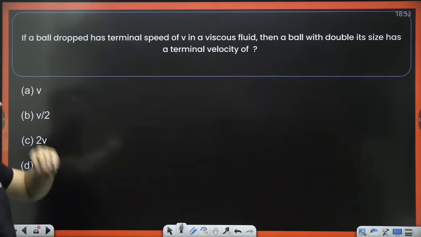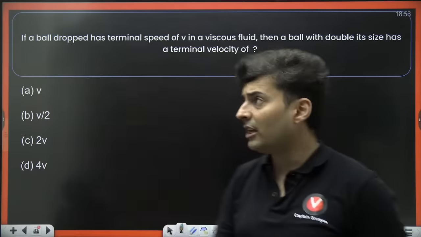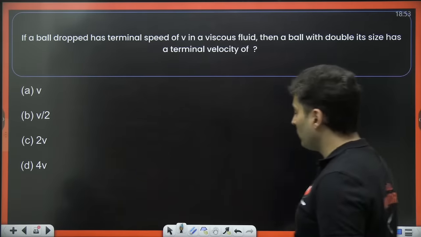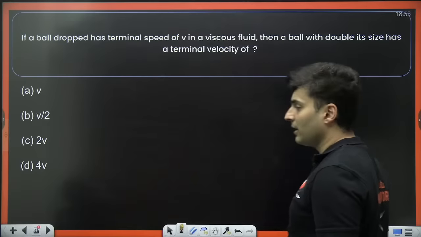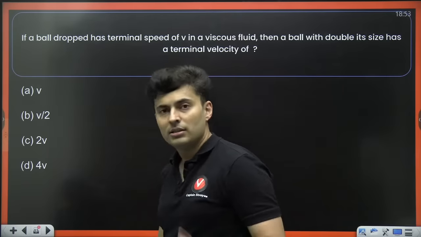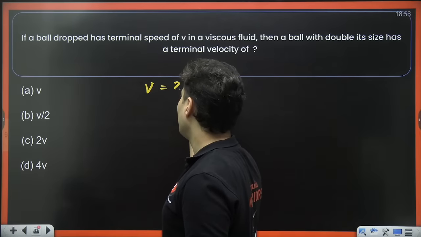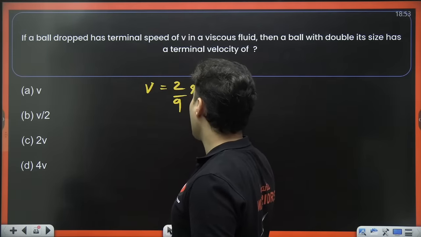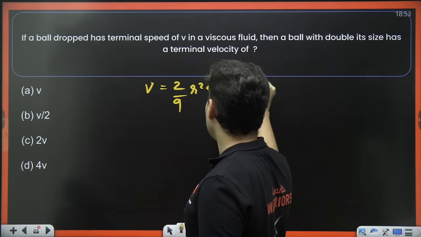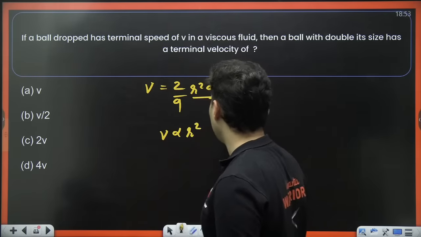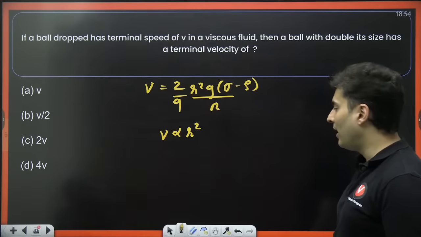Next one. If a ball is dropped and has a terminal speed v, then a ball of double its size has a terminal velocity of how much? Straightforward question, my dear students. Velocity is nothing but 2 by 9 r square g (sigma minus rho) by eta. So velocity is proportional to r square.